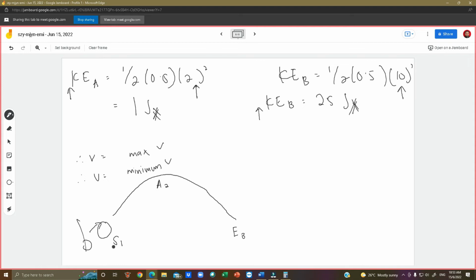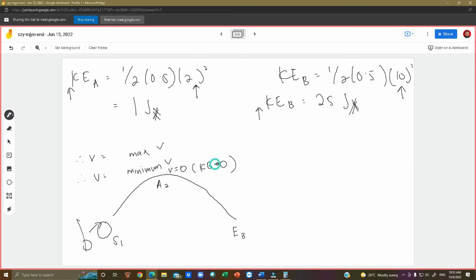Dekat mana projectile tak ada velocity? Which part of the projectile you don't have any velocity? Ini kita belajar topik projectile weh. Kinematics and projectile. Setahun dah. Dekat apex. Okay. So minimum dia dekat apex. Because here, velocity kosong. Jadi dekat velocity kosong, dekat sini, KE kosong. Because there are no velocity.